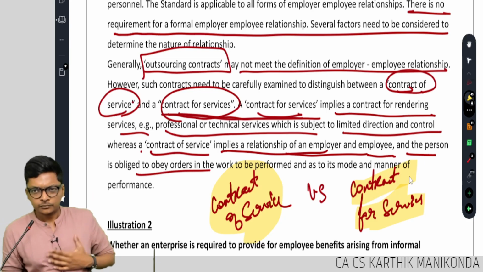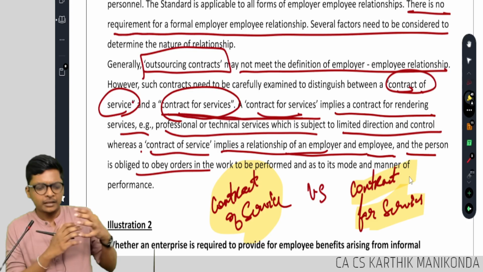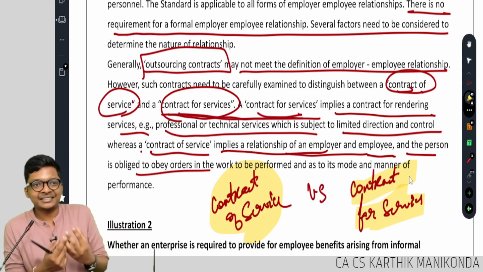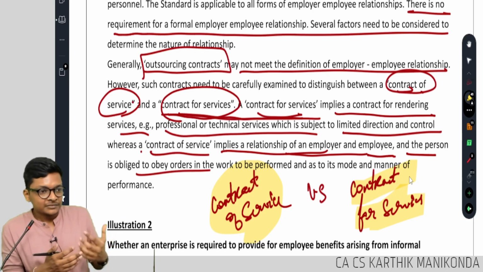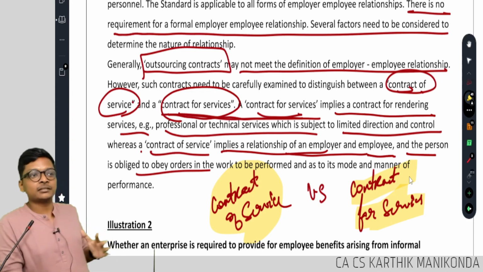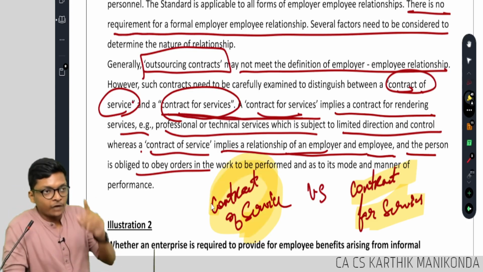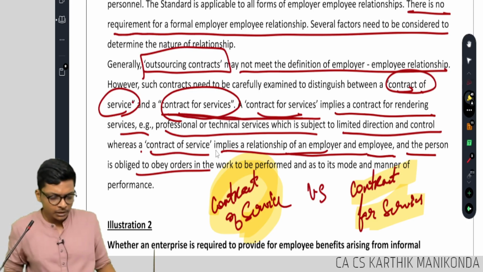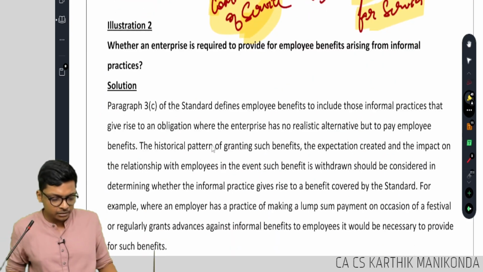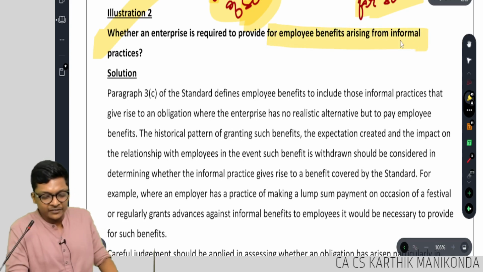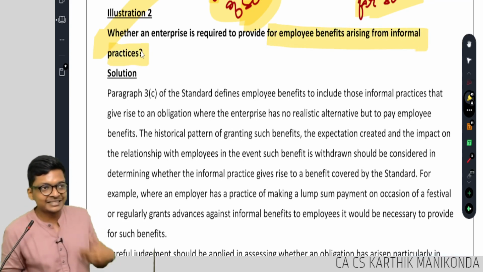Are you following? For example, I have a startup, mental health startup. All the psychologists who work with us, they are not on payrolls. They are on a contract basis, but they are working for 3 years with us. Now it's a contract of service. Are you getting it, guys? Understanding? Clear? Everybody understanding? Second, whether an enterprise is required to provide for employee benefits arising from informal practices, yes or no?